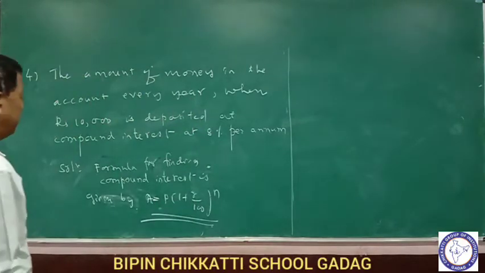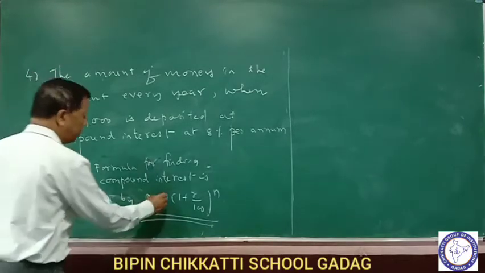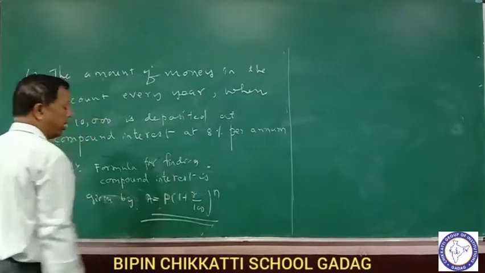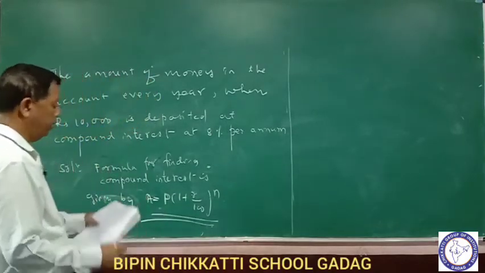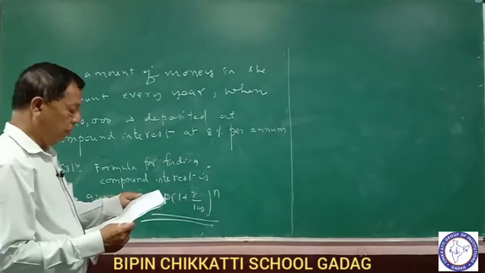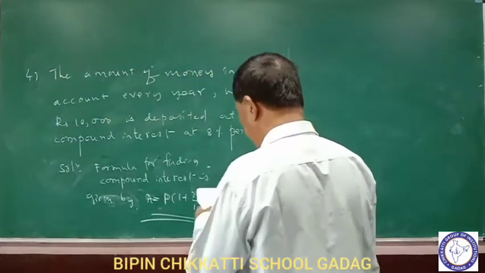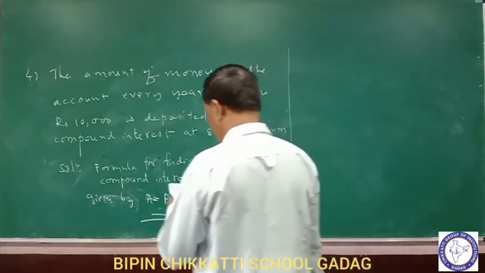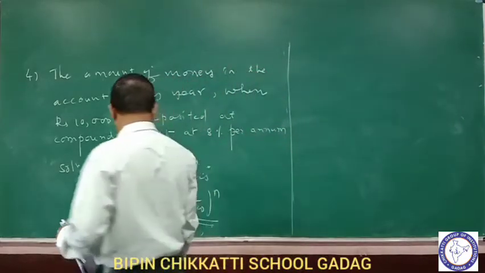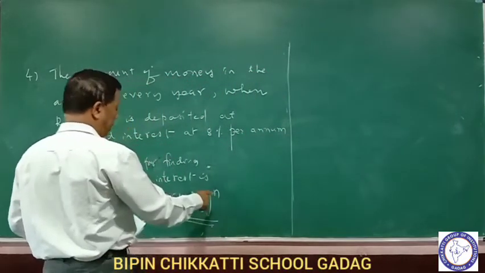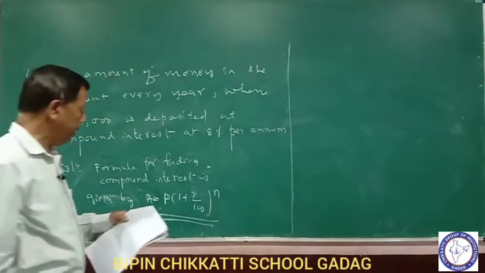The formula for finding compound interest is A equal to P, where P is the principal amount, R is the rate of interest, and N is the year, first year or second year. So you have to see the amount of money in the account for every year. I don't want to write out each year in full. First year N equal to 1, second year N equal to 2, third year N equal to 3. Only 3 numbers you want.